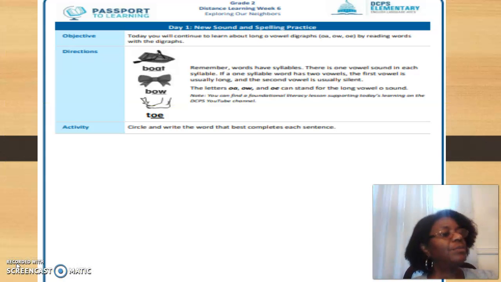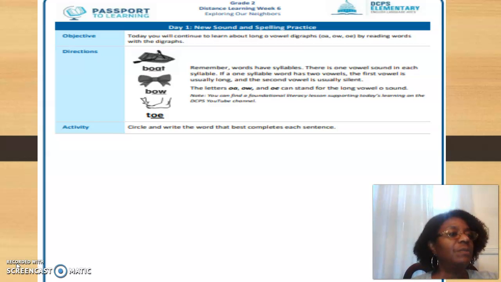So, today our objective is to learn about the long vowel digraphs OA, OW, and OE by reading words with the digraphs. So we're going to look at our directions first. See a picture of a boat, and it says beside it, remember, words have syllables. There is one vowel sound in each syllable. If one syllable word has two vowels, the first vowel is usually long and the second vowel is usually silent. The letters OA, OW, and OE can stand for the long vowel O sound.